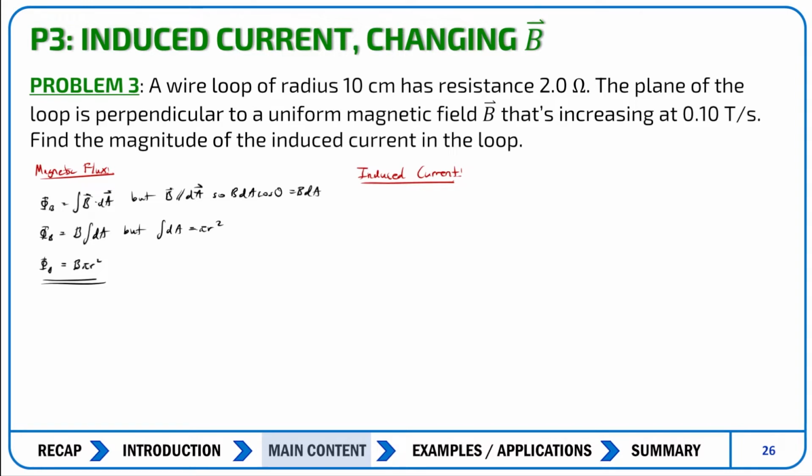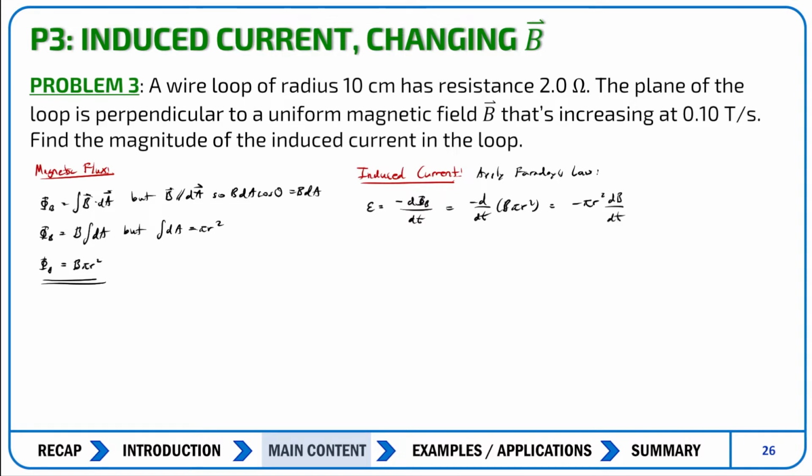Now, you could have started here because we would have to apply Faraday's law to find the induced current. If you were to start here with Faraday's law, then you would have written epsilon for the induced voltage is equal to negative change in magnetic flux over dt. And from there, you'll know you have to figure out magnetic flux first. But since we did that already, we can simply have minus d over dt of B pi r squared. And that gives us negative pi r squared dB over dt.